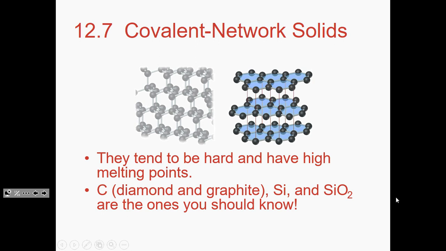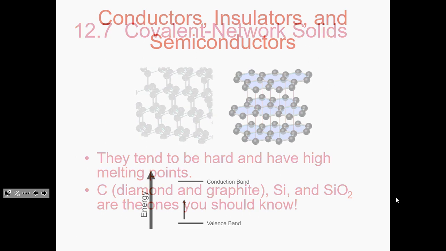While your book mentions a few others, those are much less likely to ever be talked about. So really, if you see you've got carbon, silicon, or silicon dioxide, you just need to know it's a covalent network. And it's not an atomic substance or a molecular substance. It is a very strong type of bonding with a very high melting point in the covalent network.